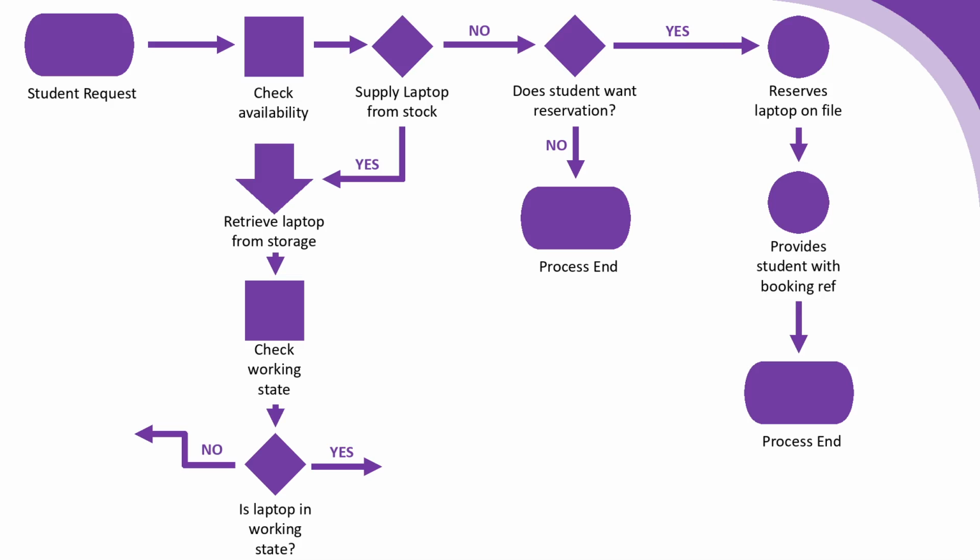So as with our convention, we're going to follow the no branch first. So we're presuming that we have laptops in stock. We've taken a laptop out to loan out. It's going through an inspection to make sure it's in a working state, and it's not in a working state, so it fails to turn on or fails to connect to Wi-Fi and so on.